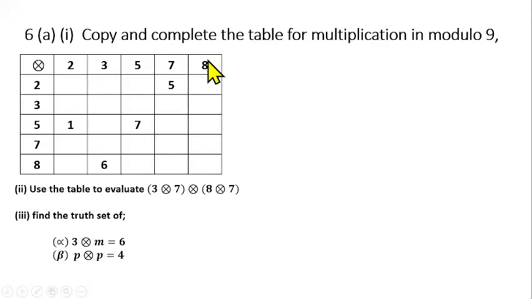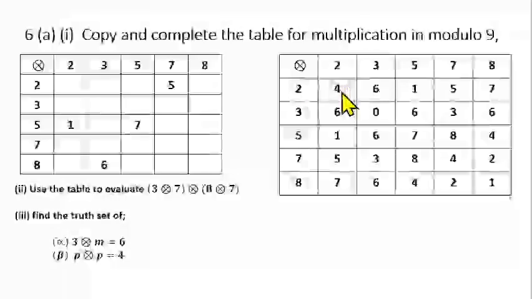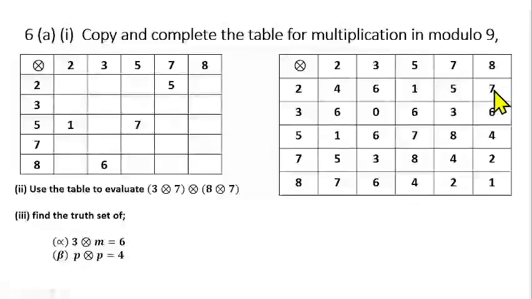Then 2 times 8 here is 16. So you cannot write 16 as well. So 16 divided by 9 should give us 1 remainder 7. So this one will be 7 here as well. If you look at the table here, we have already done this. You have 4, you have 6, you have 1, and we have 7.